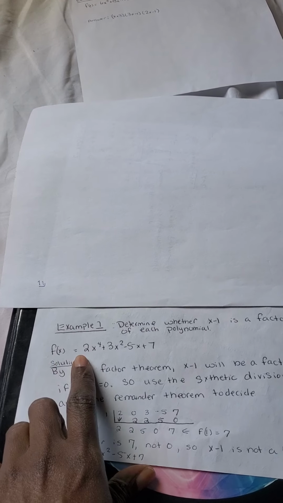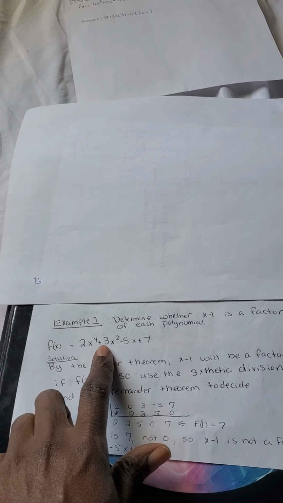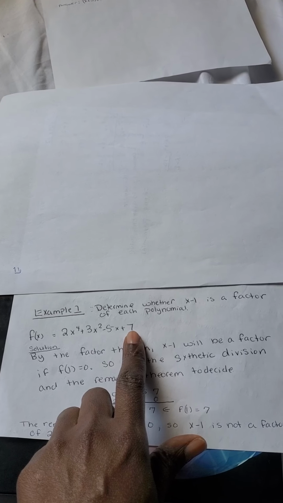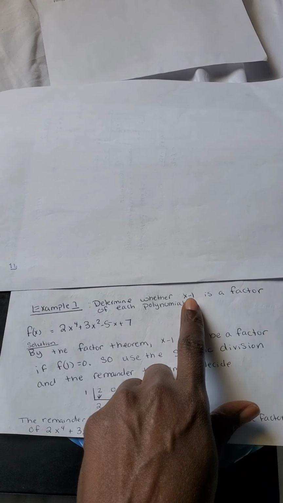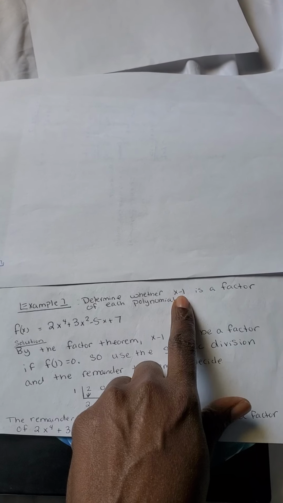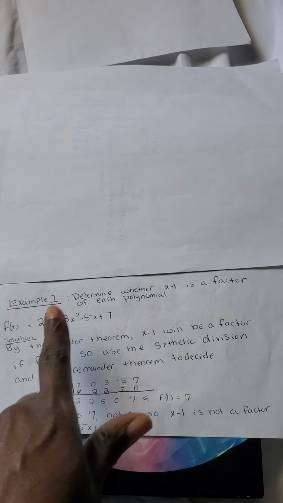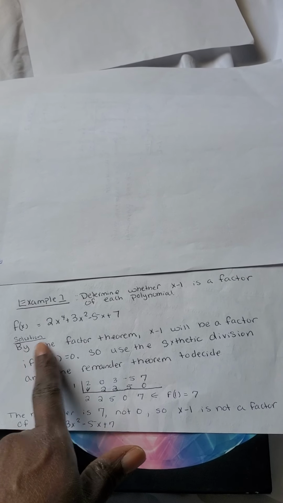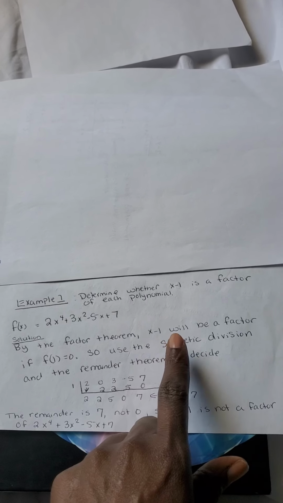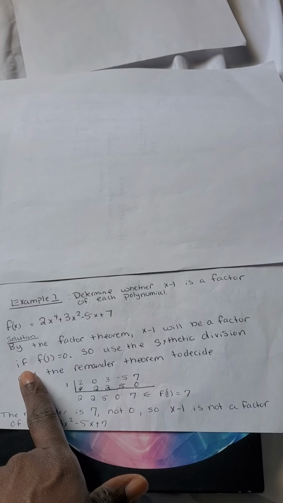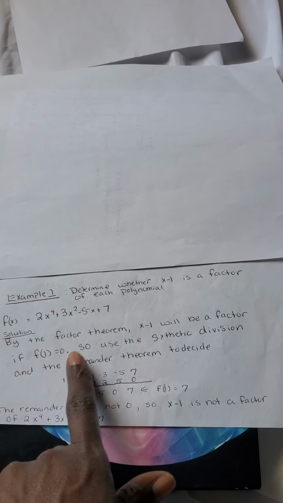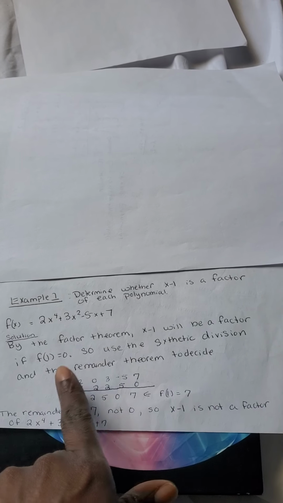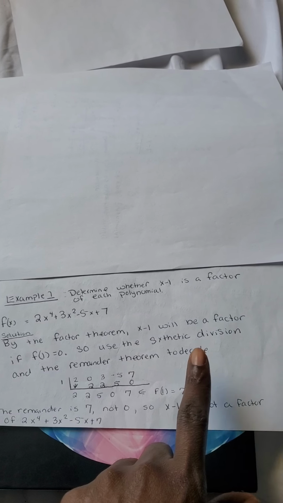So for example number 1, we have this polynomial here, f of x is equal to 2x to the fourth plus 3x squared minus 5x plus 7. And we want to decide if x minus 1 is a factor of this polynomial. So the solution is, by the factor theorem, x minus 1 will be a factor if f of 1 is equal to 0. So we want to use synthetic division and the remainder theorem to decide.